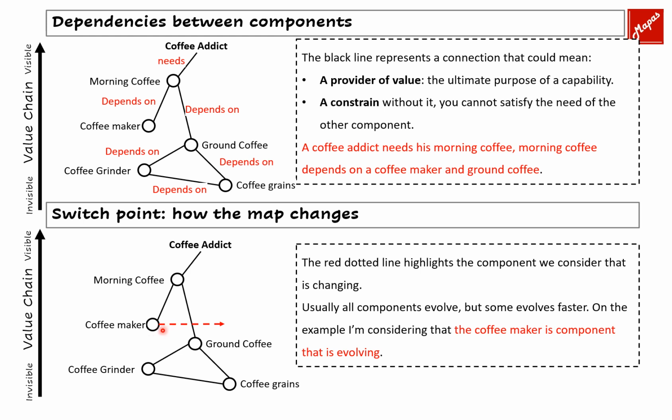Here, I am drawing that this component, coffee maker, is evolving, and it can evolve towards a more mature stage, or it can evolve to a more visible or valuable stage.